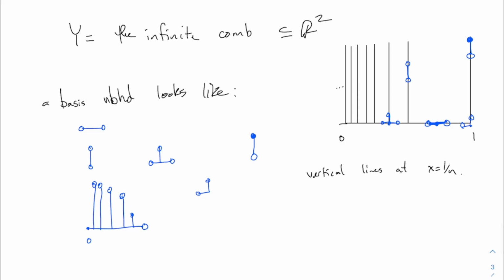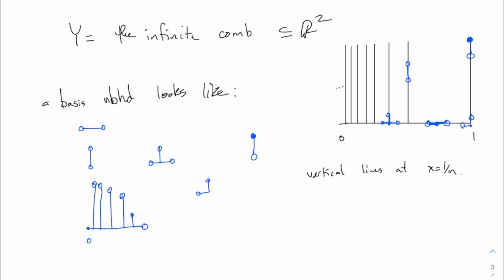All right, this is the infinite comb. It has a few different types of basis neighborhoods that you could get. One is extremely weird, this one. The other ones are not so weird, I guess. All right, excellent.